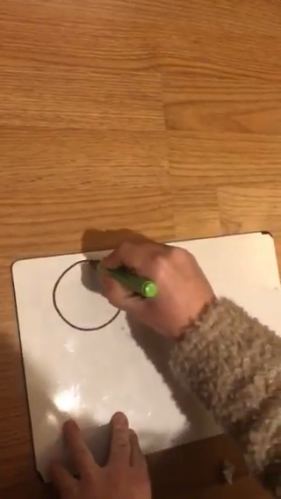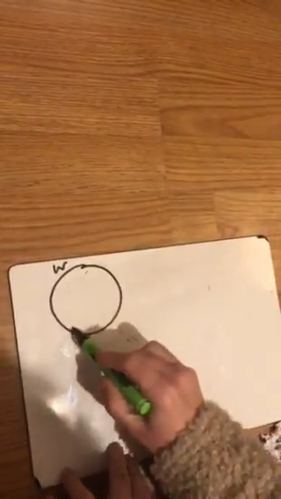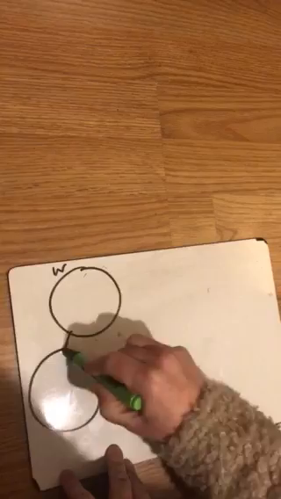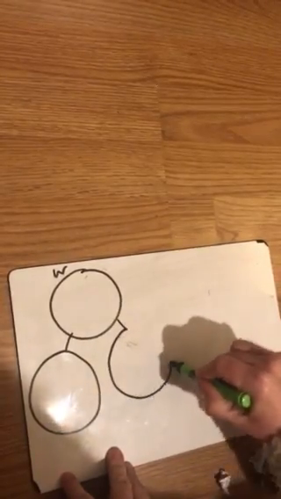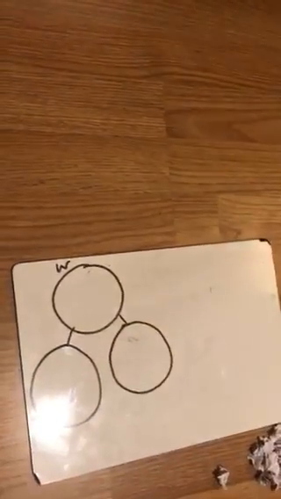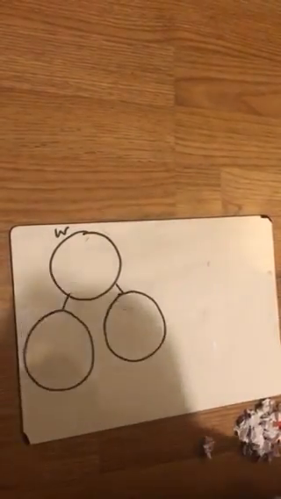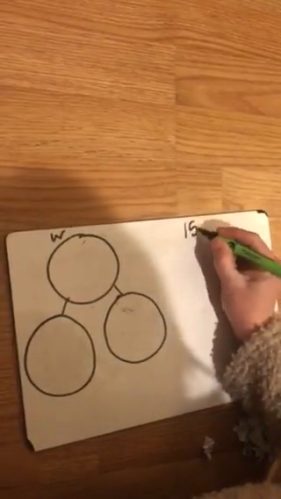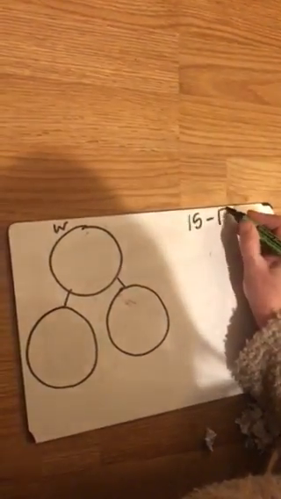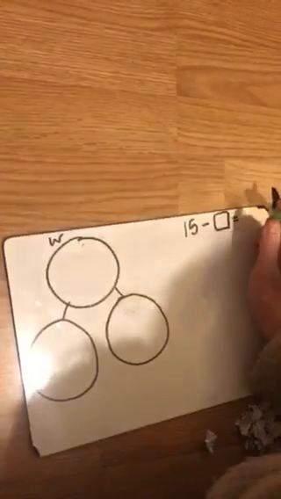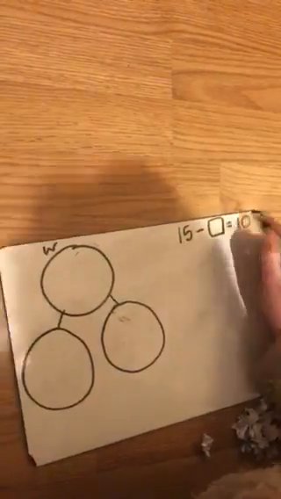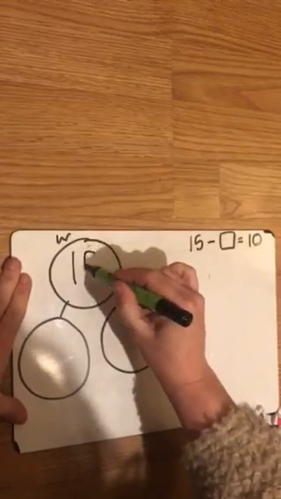Just going to make my part whole slightly bigger because we need to put those pieces of paper in there. Okay, so let's start with a new number sentence. So we're going to have 15. Take away, we don't know what this missing number is, but we are going to be left with the number 10. Okay, so we're going to put 15 in here.